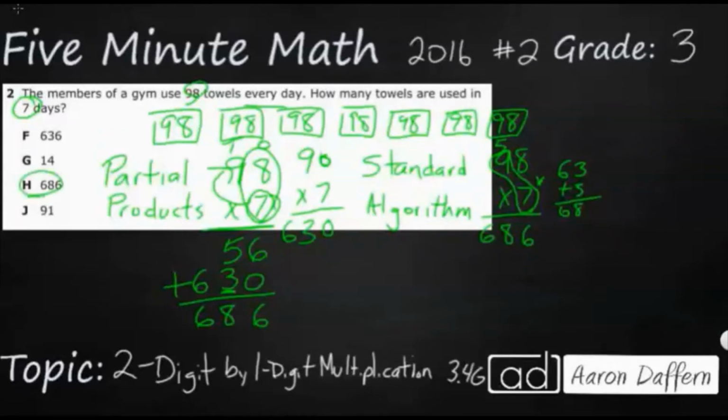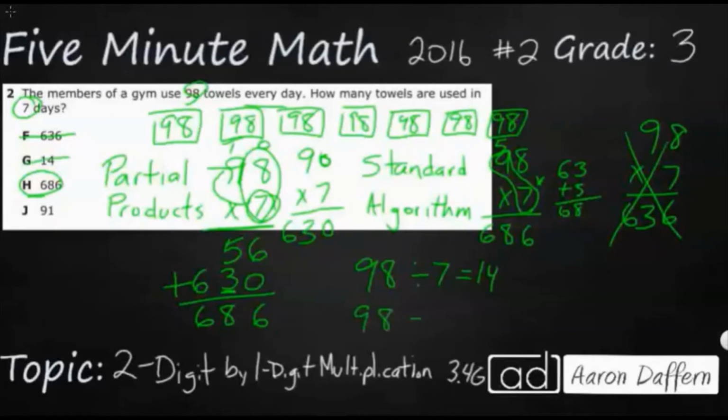Now, where do some of these incorrect answers come from? Well, 636. Watch what happens if I don't know how to regroup. If I go 98 times 7, and I'm just going to say 8 times 7 is 56, but I don't know what to do with the 5, so I'm just going to throw it away. 9 times 7 is 63. That's how we get 636. To get 14, we have to take our 98 and divide it by 7. And that's actually going to get you 14. And that's how we get our 91. We take our 98, but rather than dividing, we just subtract, and we get our 91.